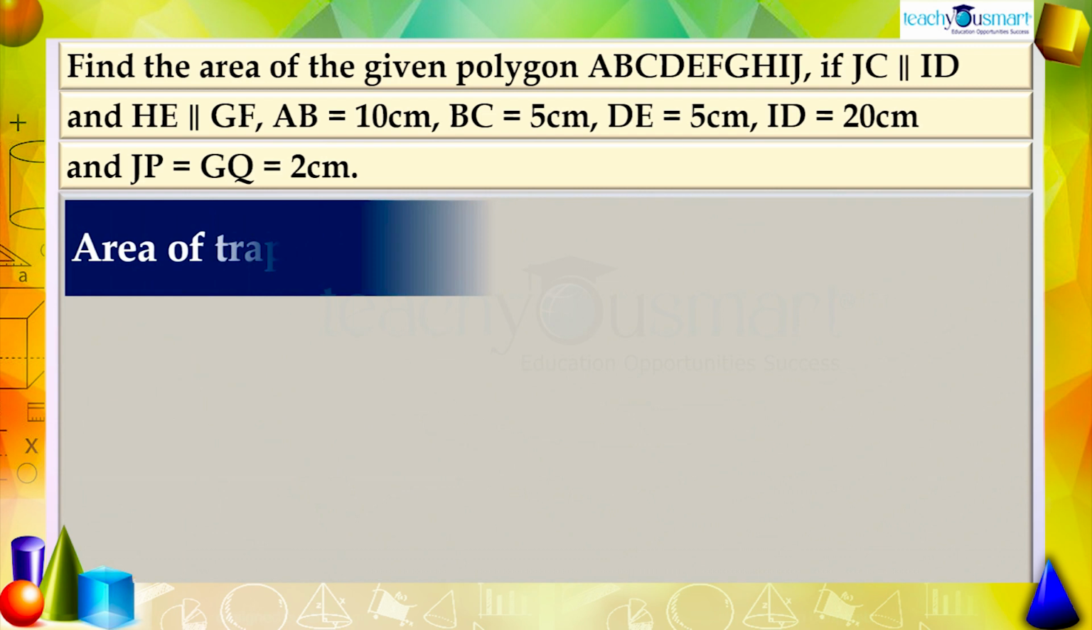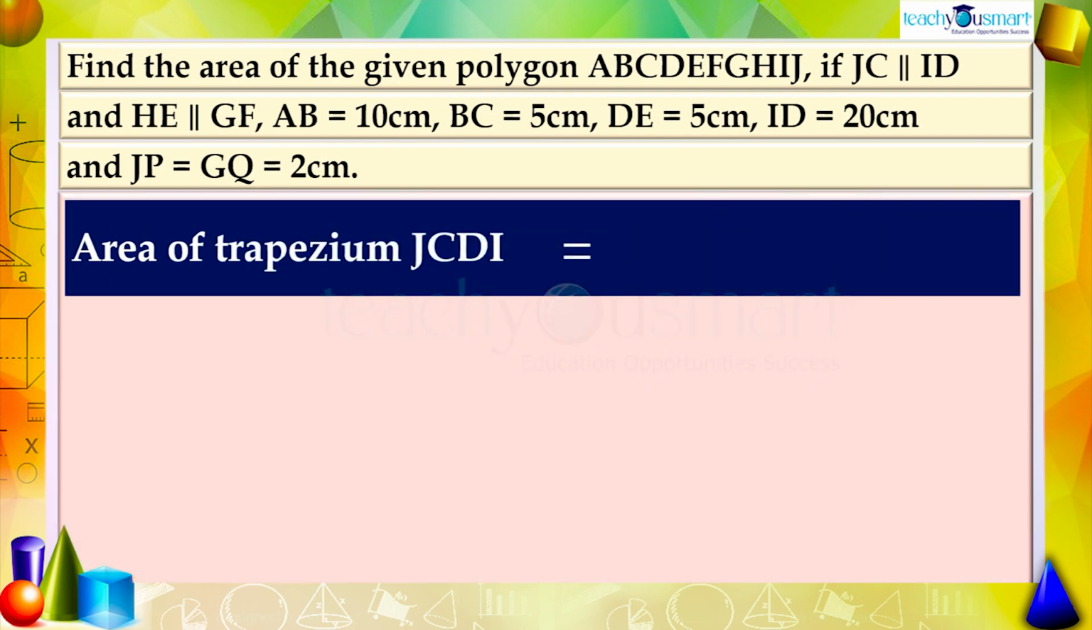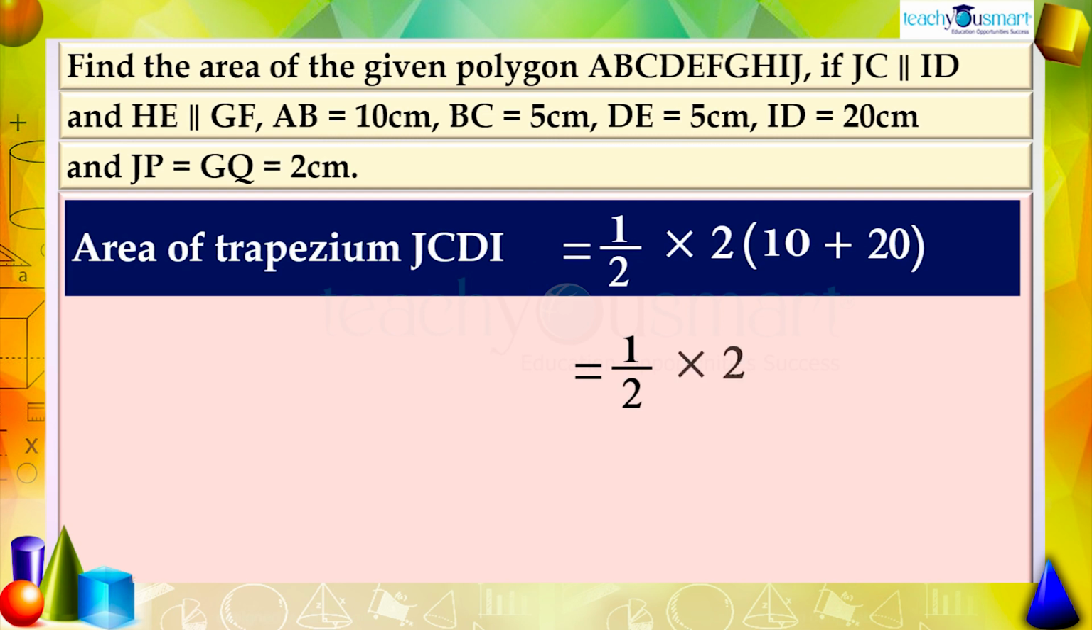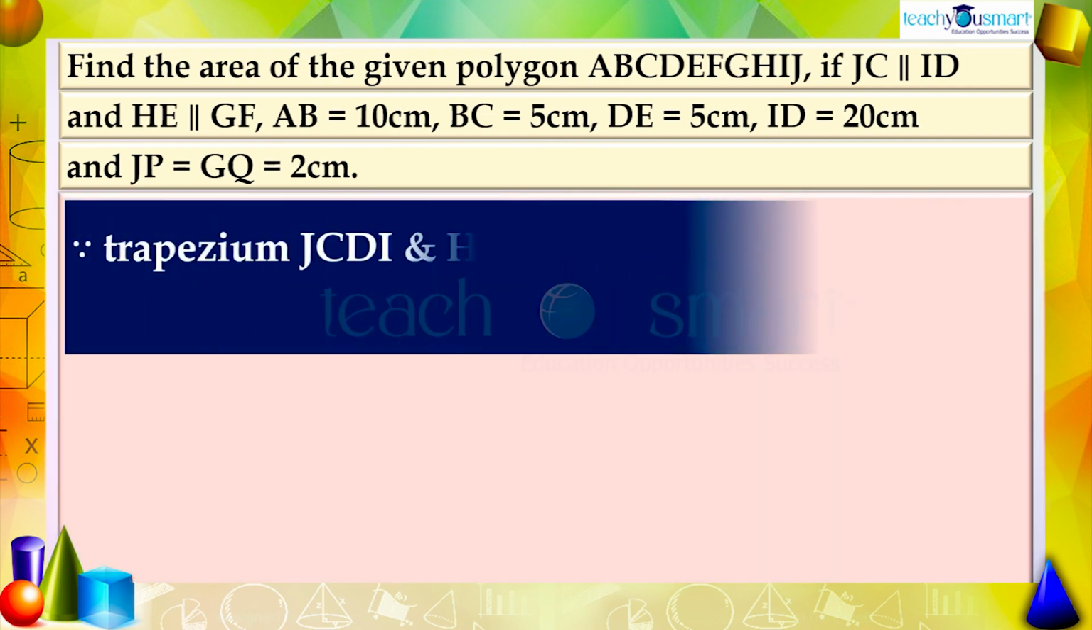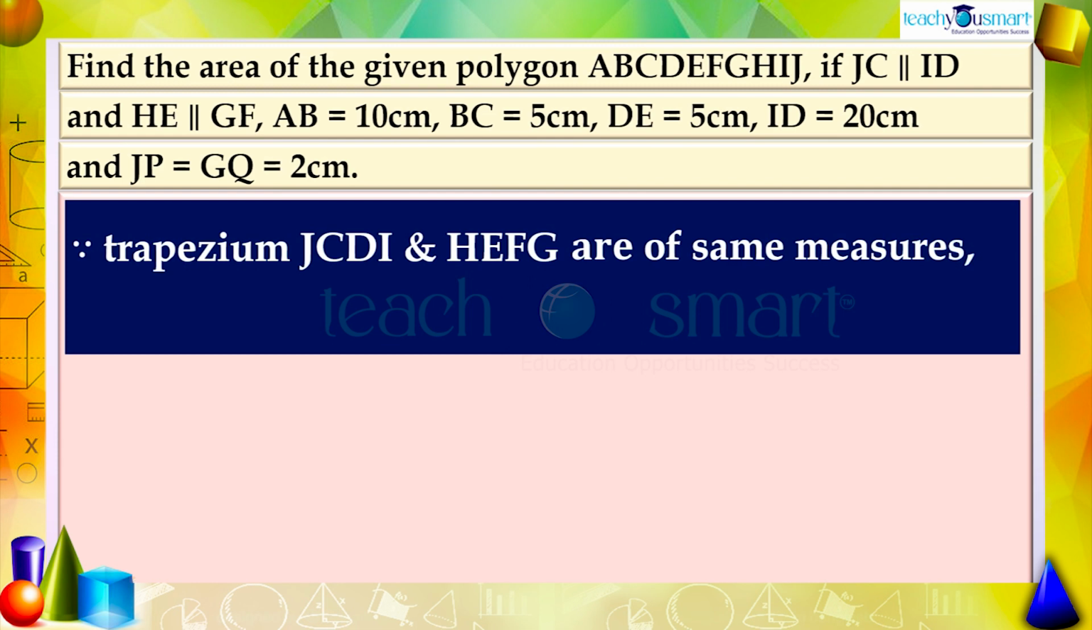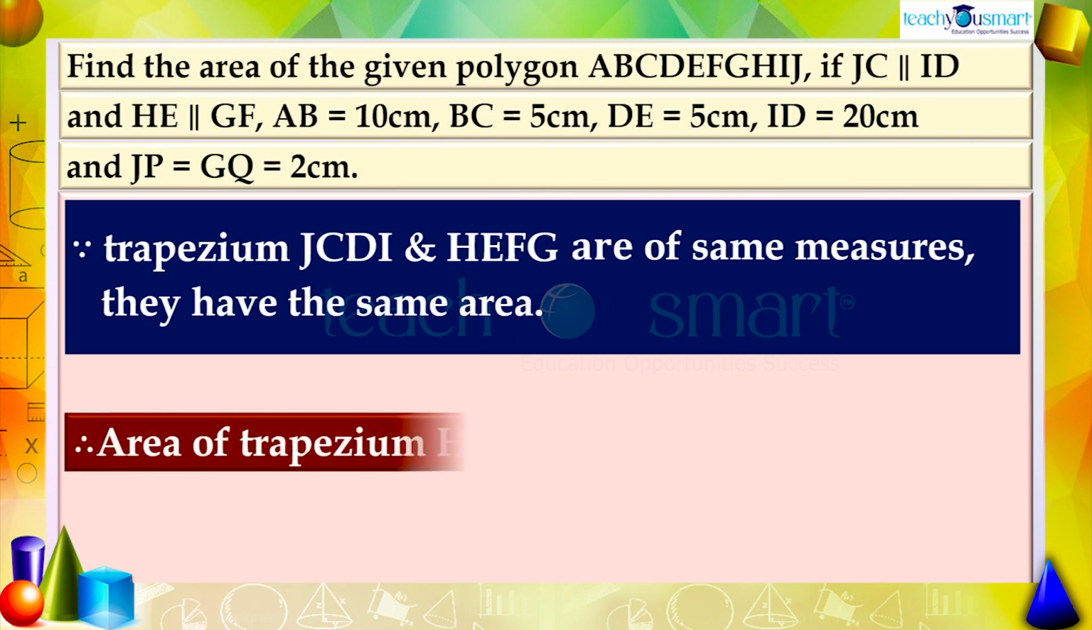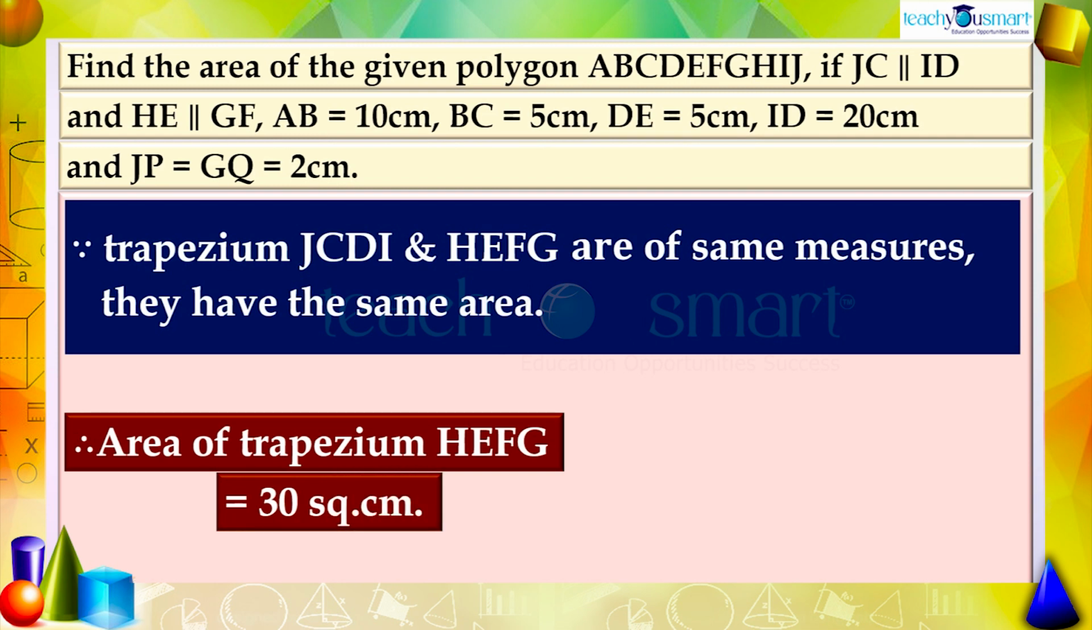Therefore, area of trapezium JCDI equals 1 by 2 multiplied by 2 multiplied by (10 plus 20) equals 1 by 2 multiplied by 2 multiplied by 30 equals 30 square centimeters. Since trapeziums JCDI and HEFG are of the same measures, they have the same area. So the area of trapezium HEFG is also equal to 30 square centimeters.